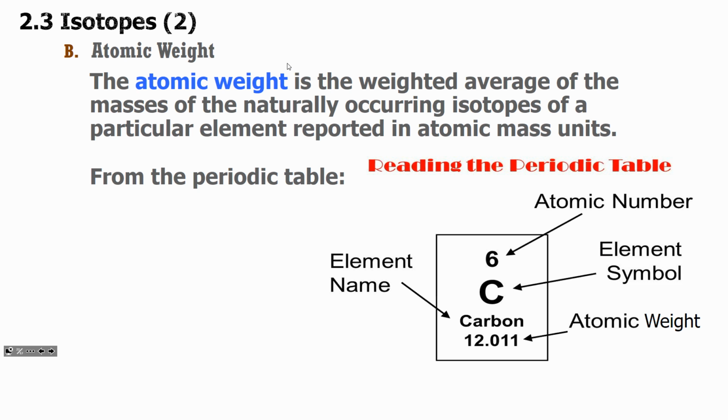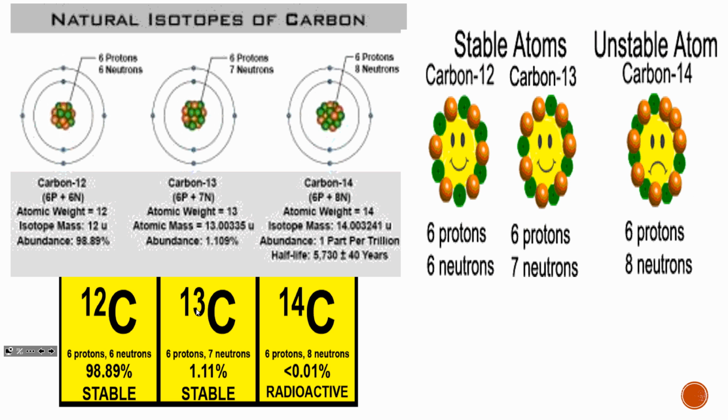So atomic weight, that's what's listed right here on the bottom of the periodic table element block, is actually an average of all the different occurring isotopes of that element. So it's a weighted average, and we'll be doing a lab, if you haven't already, on serialiums to help you understand how that works.